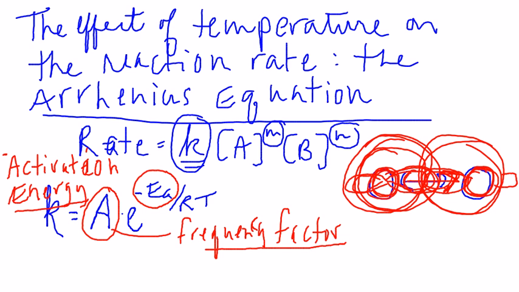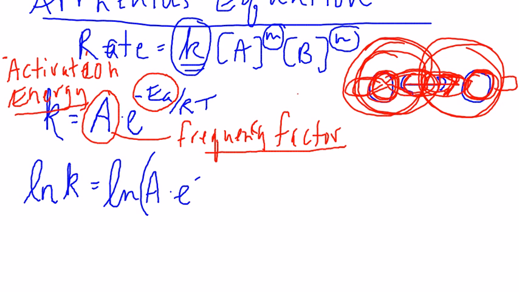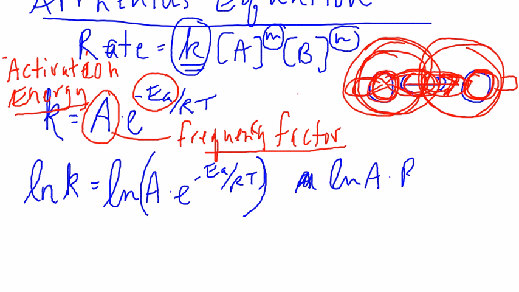So let's look at this just a little bit more closely, and let's see if we can mess with this equation a little bit and get rid of the e. So I know that natural logs are the inverse of e. So if I take the natural log of both sides of this equation, what I get is this. And if you remember, the natural log of A times B is equal to the natural log of A plus the natural log of B.